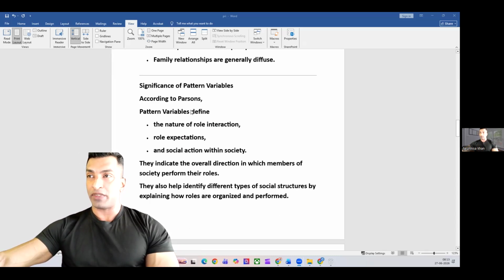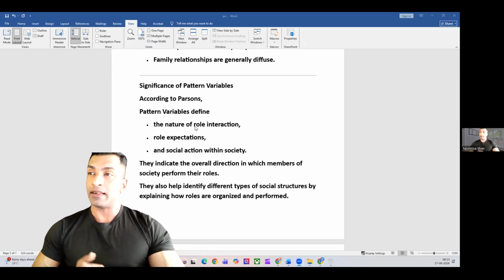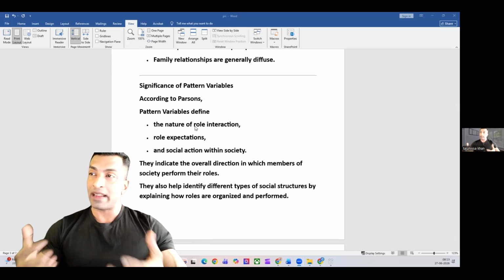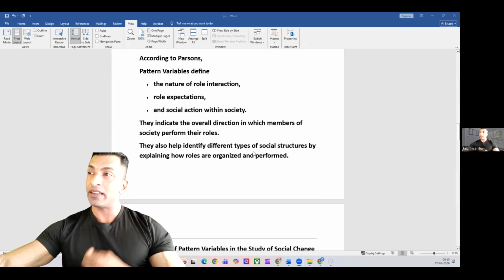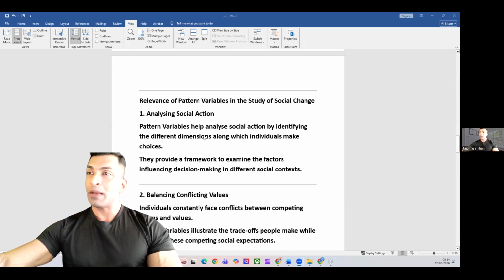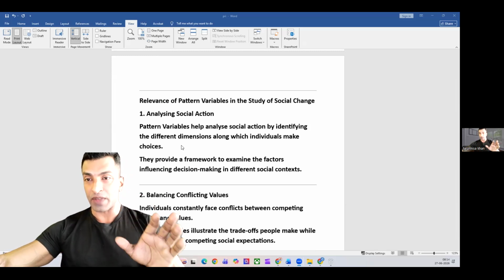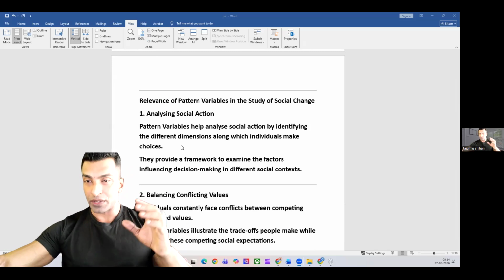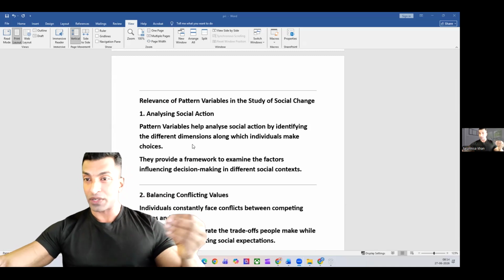And then the significance of pattern variables. They basically define the nature of role interaction, role expectation, and social action within society. They indicate the overall direction in which the members of society perform their roles. They also help identify different types of social structures by explaining how roles are organized and performed. Now, relevance, I've given here, you can go through that. Pattern variables help to analyze social action by identifying the different dimensions along which individuals make choices, whether it is towards value or towards a sort of motivation. Is it towards collectivity or towards individualism? Is it towards a modern society or towards a traditional society?